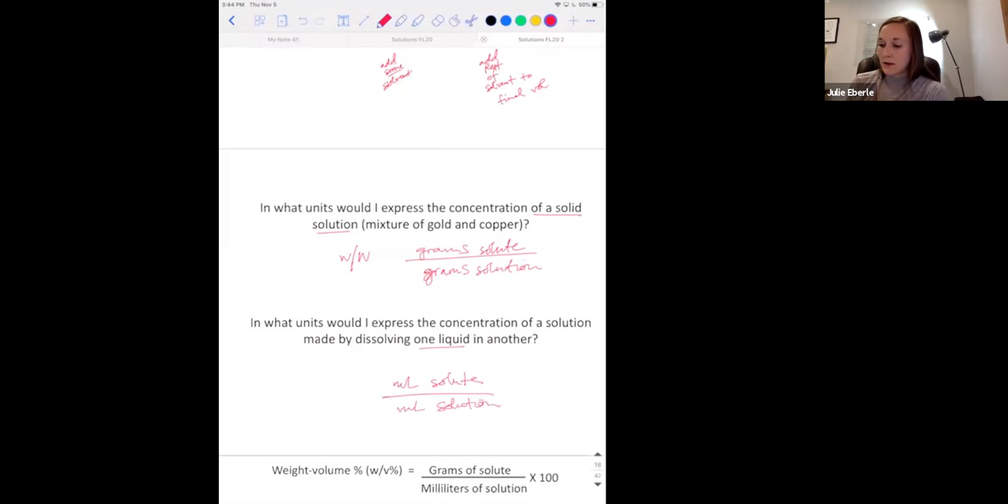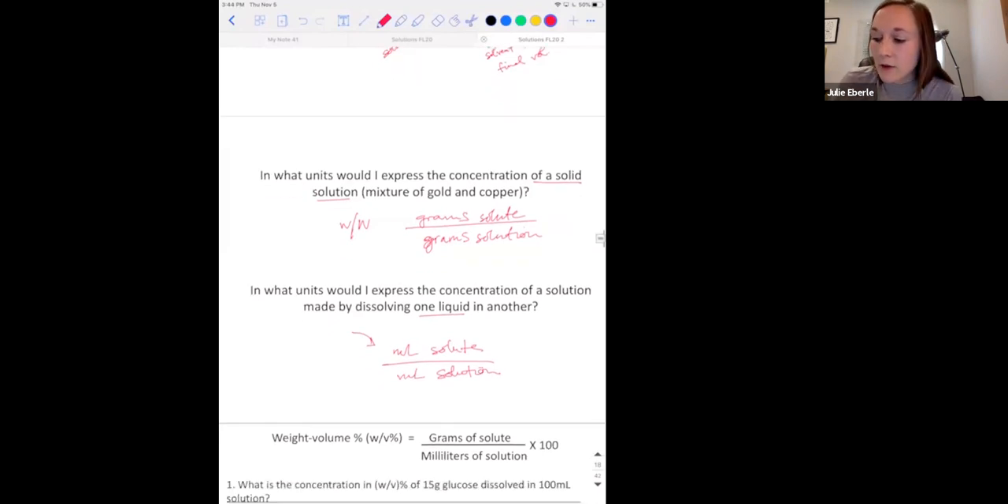So all this is trying to illustrate is that you need to make sure the units match the state of matter that you're dealing with. Grams and milligrams and things like that are for solids. Milliliters and liters, things like that are for liquids.